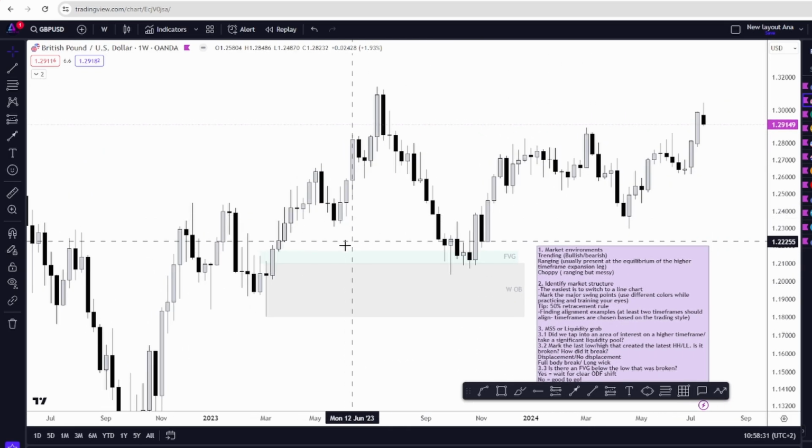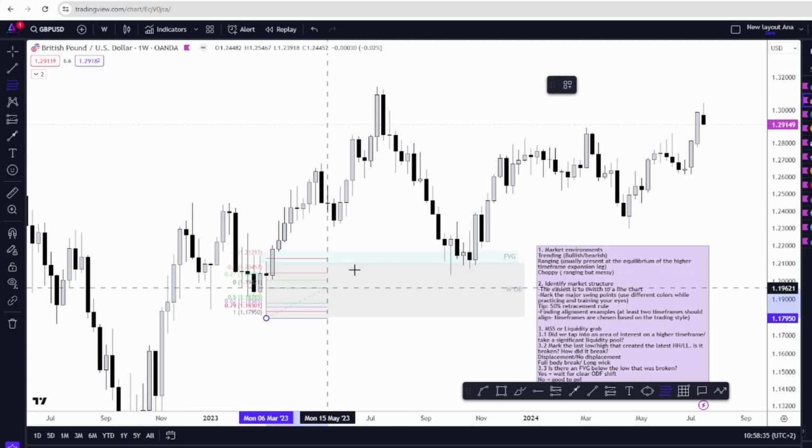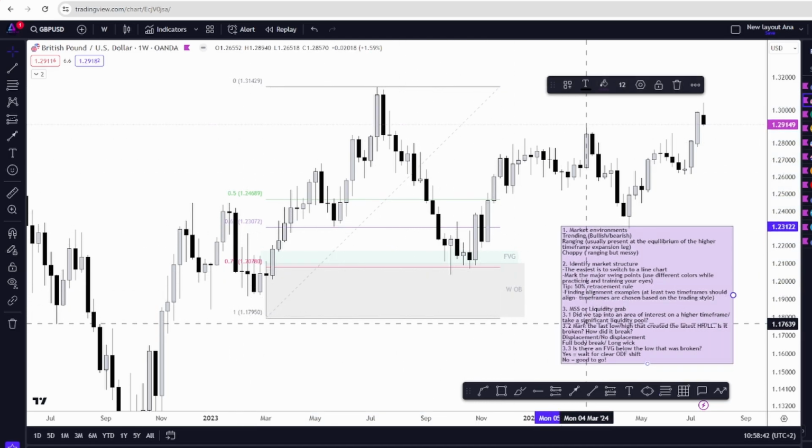So did we tap into an area of interest on a higher time frame? What is an area of interest? When we are in a bullish market, an area of interest is an order block or a fair value gap that is in discount. Did we tap? Yes. Once the answer is yes to this question, then we go to the second point.